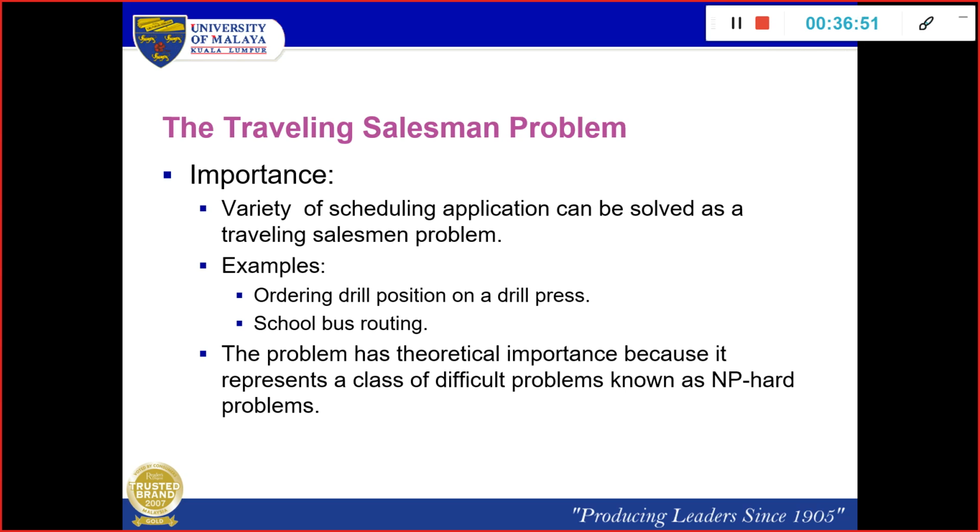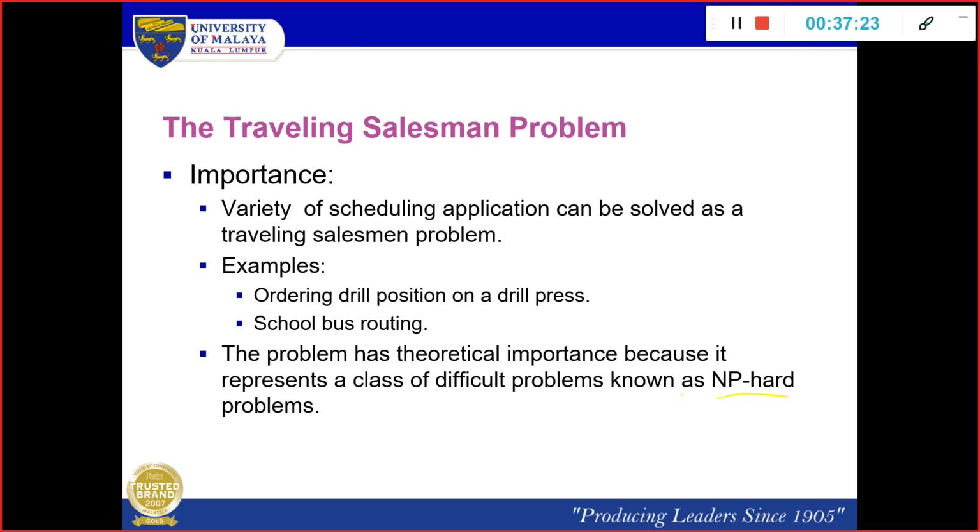So the traveling salesman problem is important. A variety of scheduling applications can be solved as a traveling salesman problem. So scheduling applications, now you schedule your packets, or you schedule your banking services and all others. Examples: ordering drill position on a drill press, school bus routing. These are some applications that you can solve using a traveling salesman problem. The problem has theoretical importance because it belongs to a class of difficult problems known as non-polynomial NP hard problems.